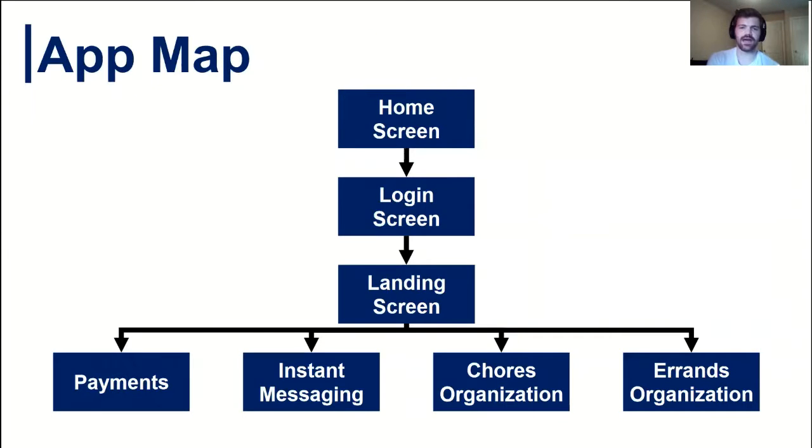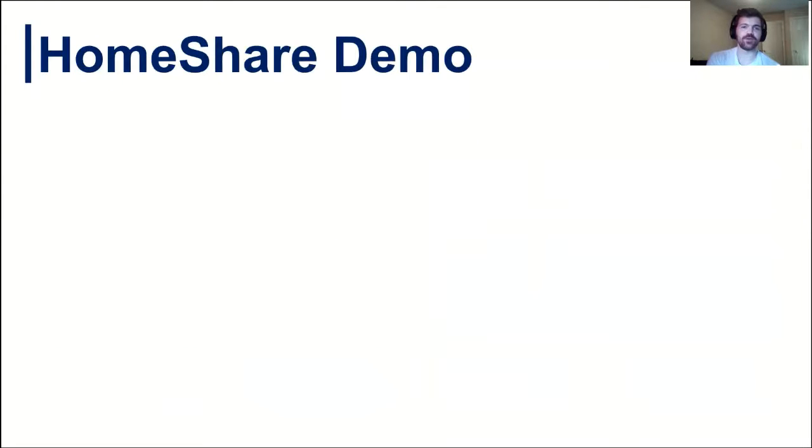So in terms of the app map, this is what it looks like. Basically, you log in, you get to the landing screen. From there, you can access 4 of our features, and then the 5th one, being location, ideally would be available in the landing screen itself. And with that, we're going to move on to the demo.